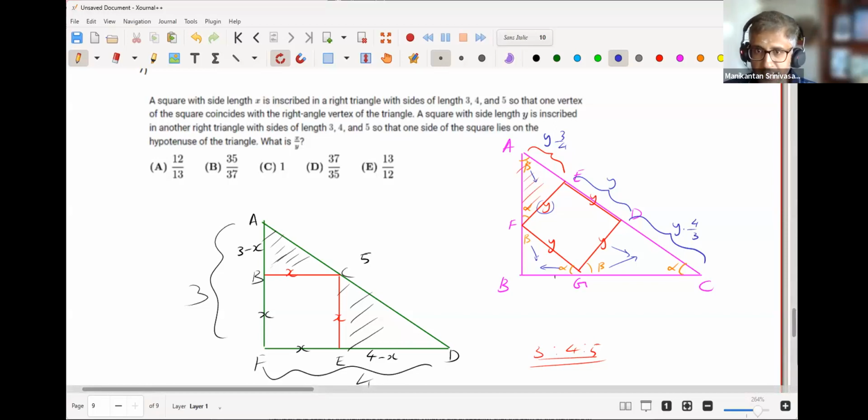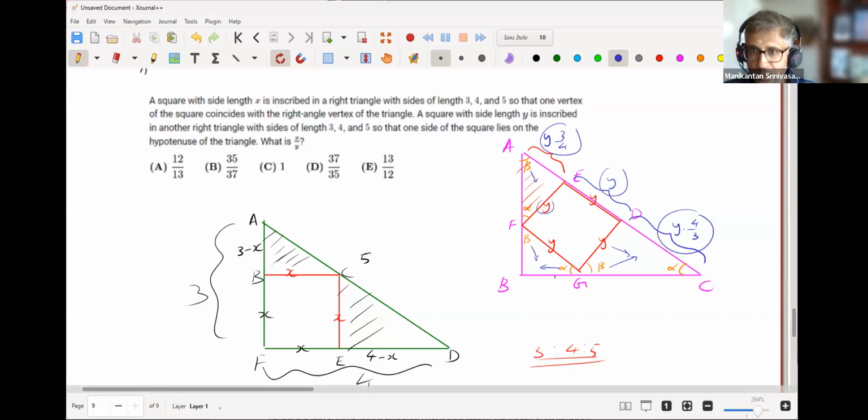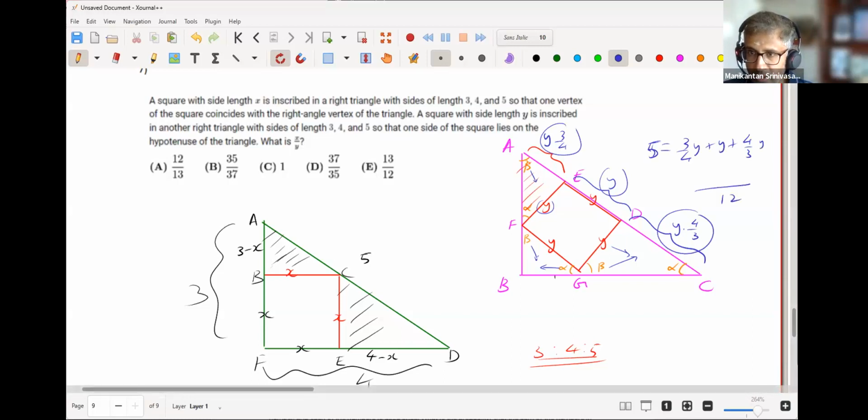You can fairly easily. So we just have to add this guy and this guy, and that should add up to 5. So 5 is 3/4 y plus 4/3 y. So if I keep 12 as the common denominator, I have 9y here, I have 12y here, I have 16y here. So that's 37y in total.